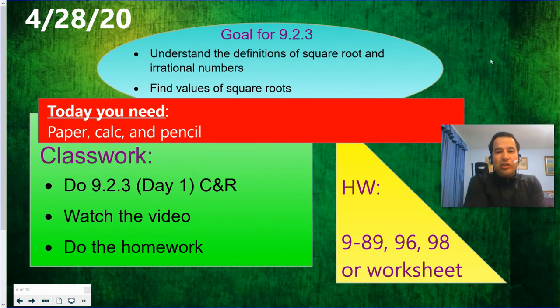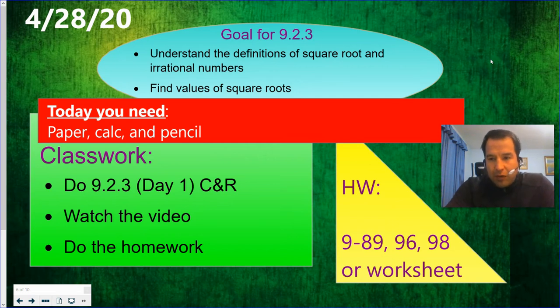We're doing lesson 923, part 2 today. So hopefully yesterday went okay. Today you will need a paper. You will need a calculator. So hopefully everyone has access to a calculator. That will be helpful for certain things. I also need to show you how to do a few things on the calculator.